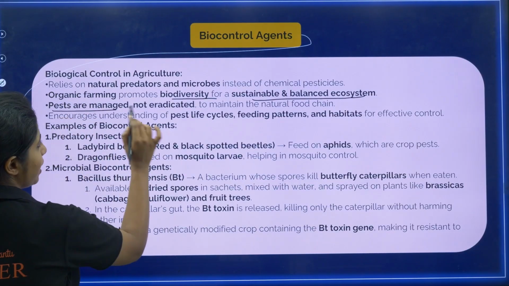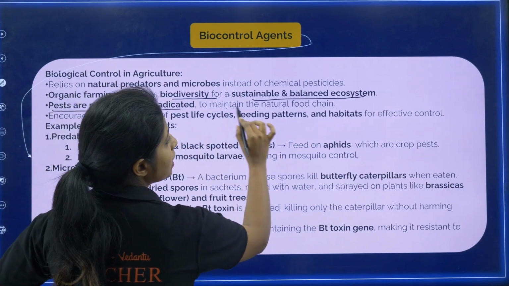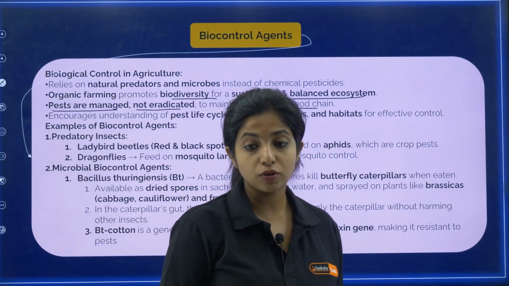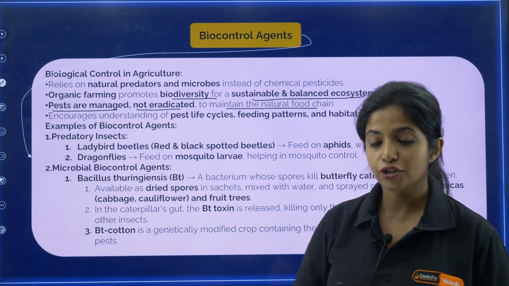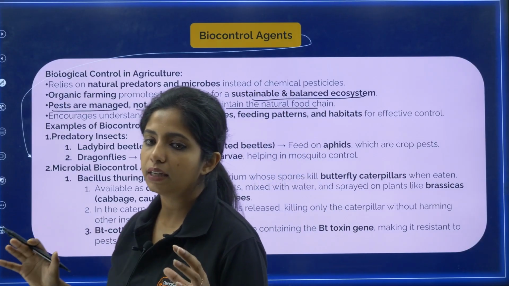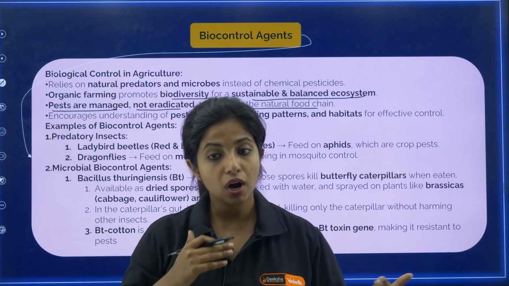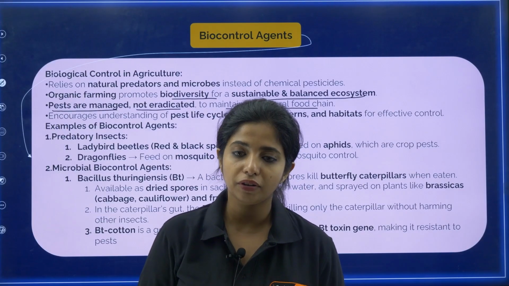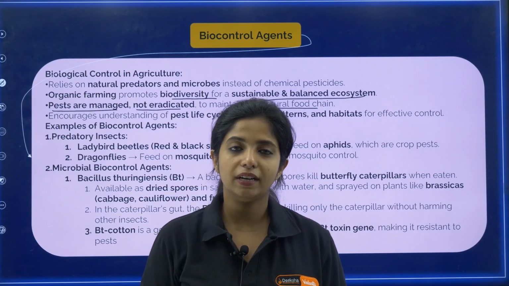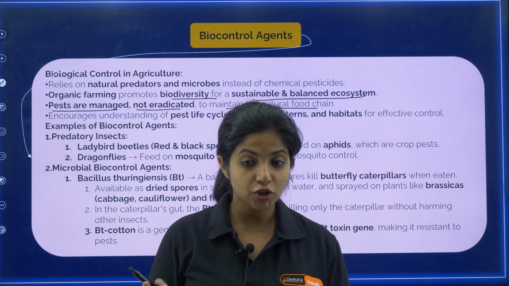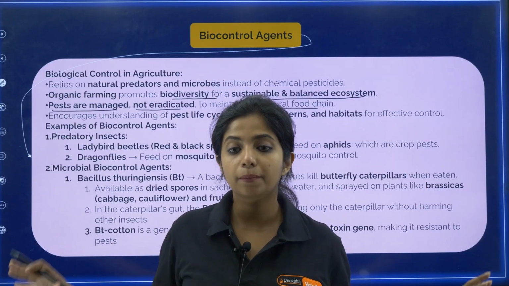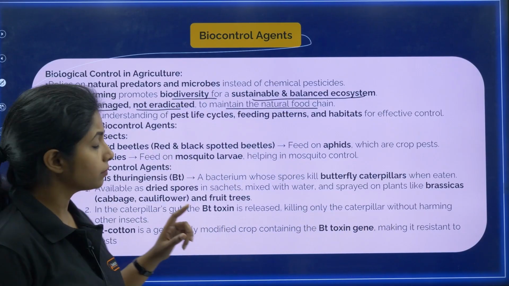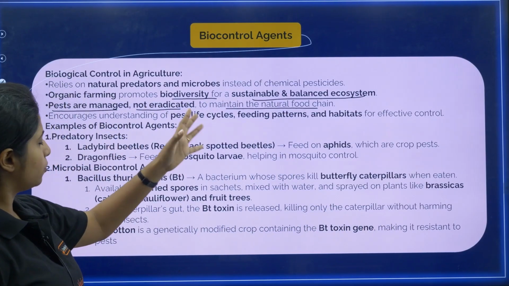Now, pests are managed, not eradicated, to maintain the natural food chain. Make sure the pests which are there are just managed. They should not be completely eradicated. If they are completely eradicated, then we would not have an ecosystem. If the ladybird eats all the aphids, then what will the ladybird eat later on? So we have to make sure the food chain is stable, so it is not completely eradicated. Remember that.